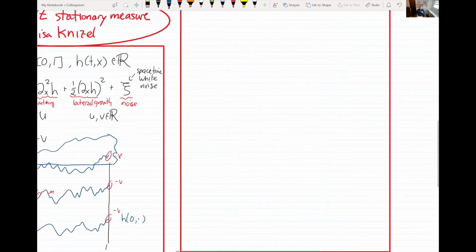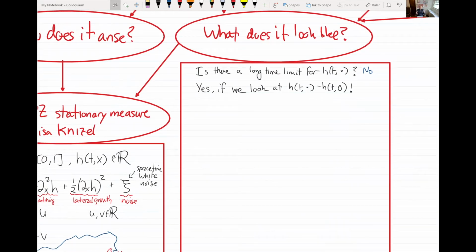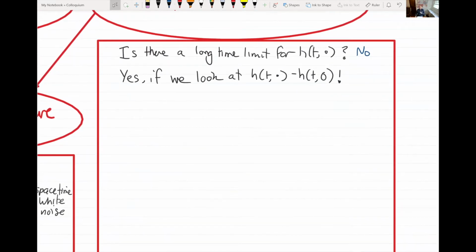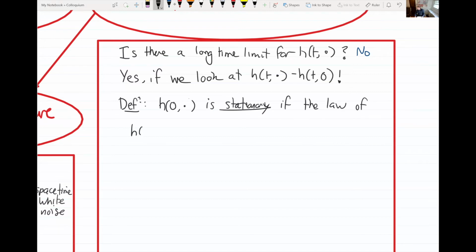And actually the entire profile should converge to something in distribution as well. So in a sense, that's the real object of interest: what is that limit going to look like? And that's what you would call the stationary measure. So let me define, just to be careful, that an initial data, an initial height function, is stationary if the law, the distribution of the process at time t started from that initial data and centered by its value at 0, is t independent.